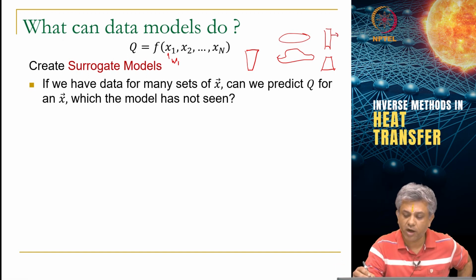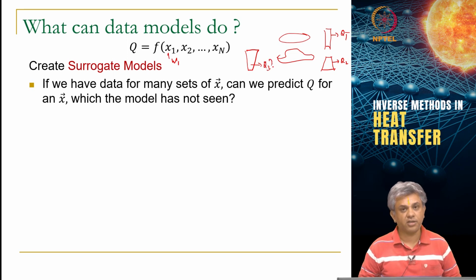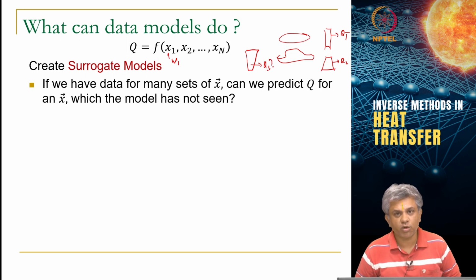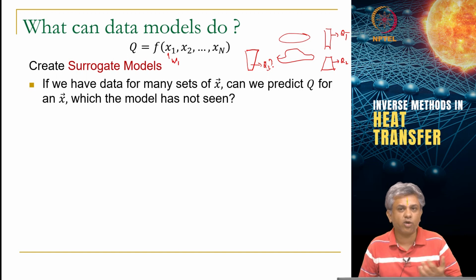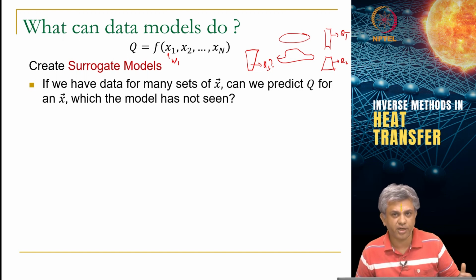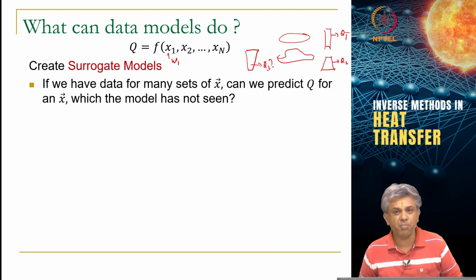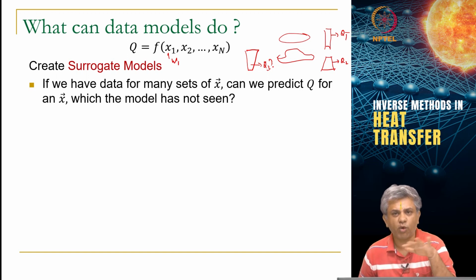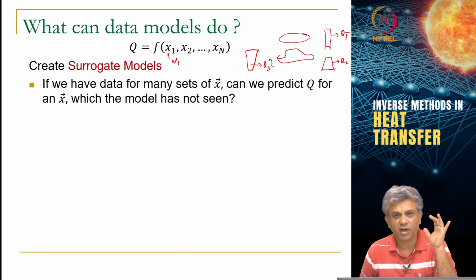If I tell you shape 1 gives me heat transfer 1, shape 2 gives me heat transfer 2, if I give you shape 3, can you give me heat transfer 3? This case is known as a surrogate model, in that we try to build it based on prior computations and prior experiments, but we kind of throw out the physics completely out of it.